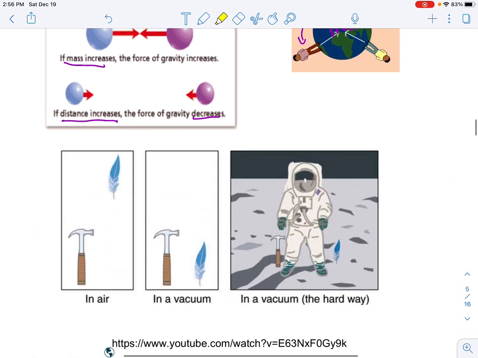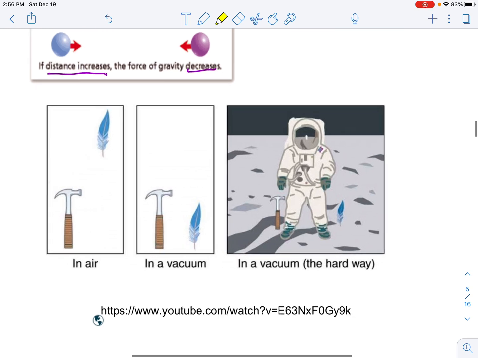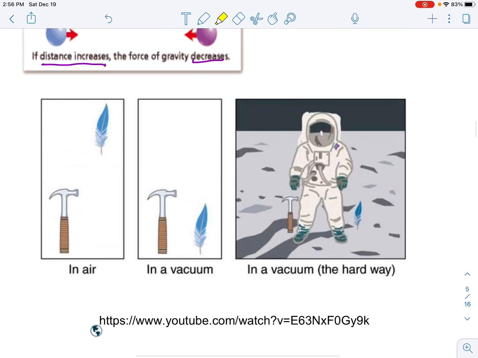So check out this guy. If we drop a hammer and a feather from the top of a building, the hammer will hit the ground first because the feather has a lot more air resistance. It catches the air and just kind of gently floats down. The hammer has just a little bit of air resistance, but the feather's going to catch more air.